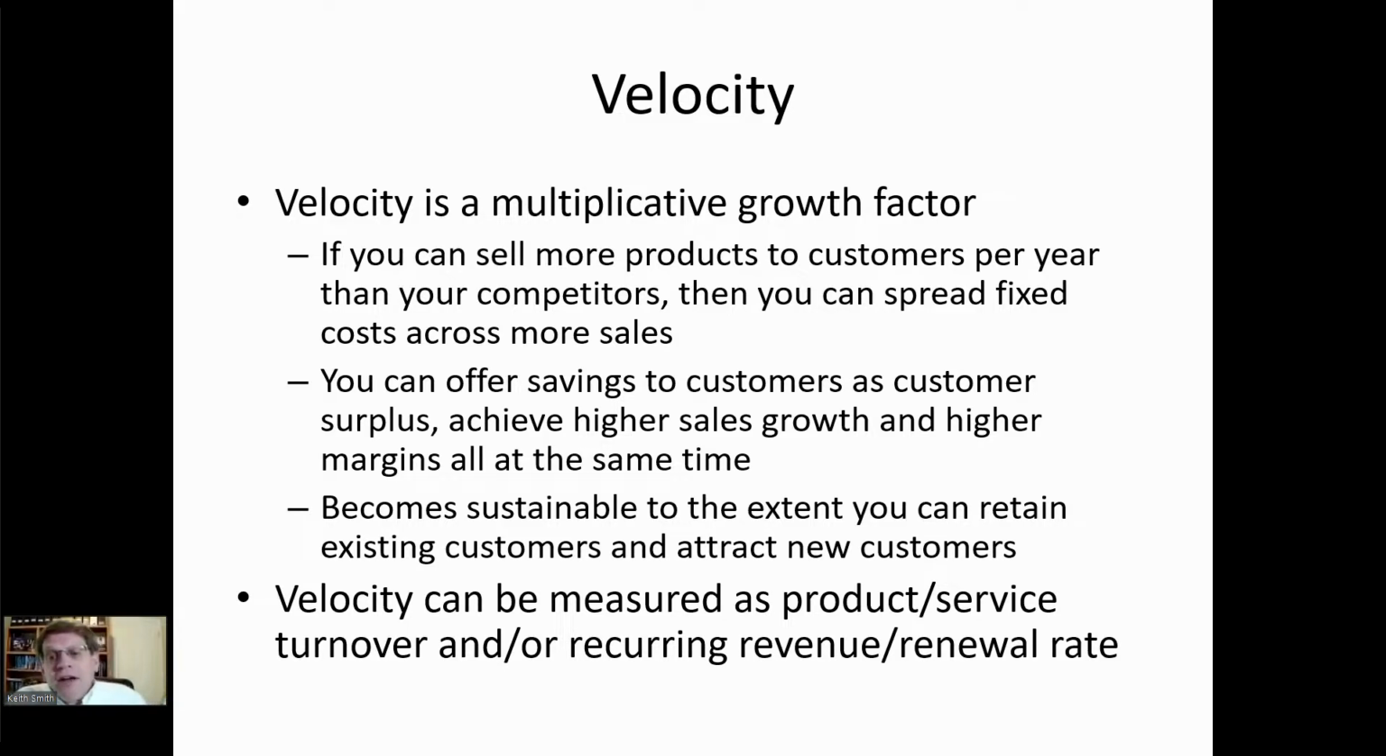Let's get a little more detail into velocity. I described it as a multiplicative growth factor. As we talked about before, if you sell more products to more customers per year than your competitors, you can spread the cost across more sales. You can offer savings to the customer, so the customer gets that as a customer surplus. You achieve higher sales growth and higher margins all at the same time. It's a great combination if you can find it. This is, for example, what Costco really does well in terms of a model.